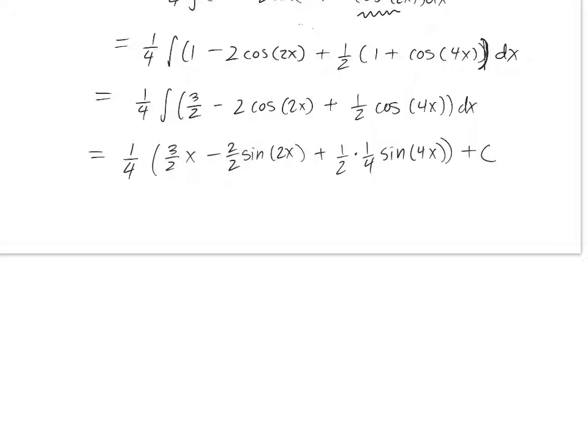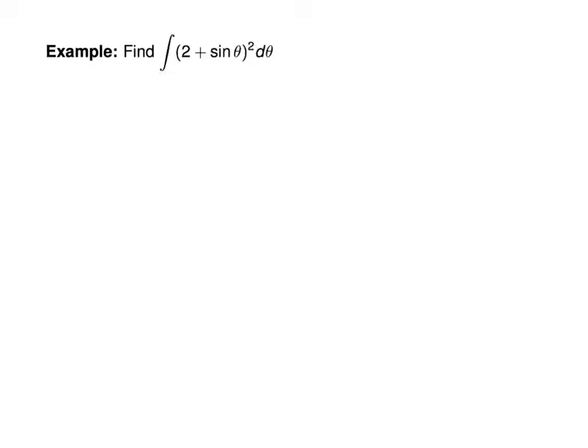Well, actually, you guys can do this one without my help, really. So what do you think the first step is? Distribute, expand, right? Do 2 plus sine theta times itself. Just do that and see if you can figure it out from there.